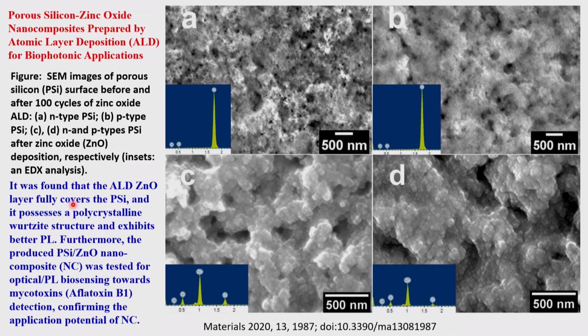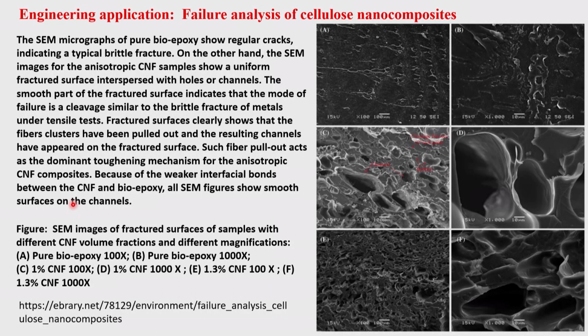As such, porous silica would not show much of those properties, but when these are made into a nanocomposite, you will have them. Let's look at a couple more examples. Here is an example shown for an engineering application, which means tensile strength and these capabilities, referred to as the failure analysis of cellulose nanocomposite. First, let us come to the figure caption, then we will look at the details.